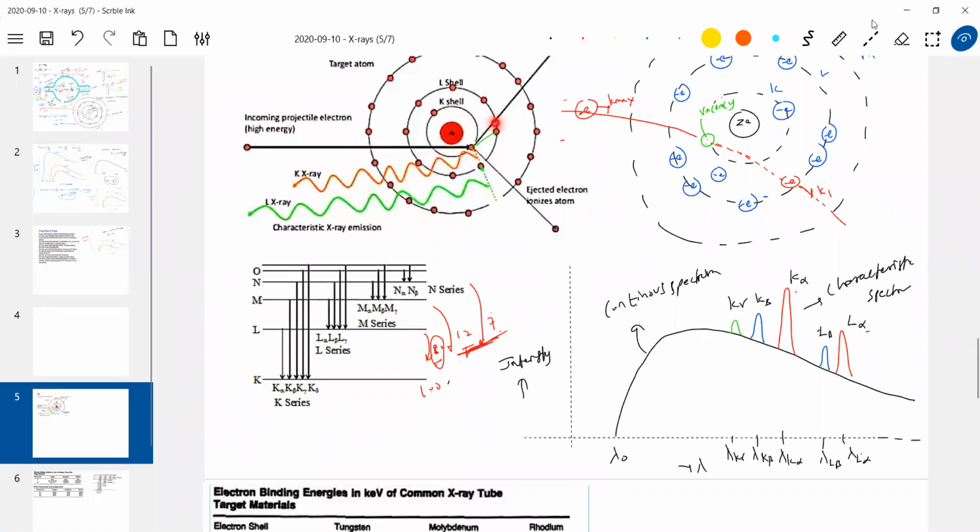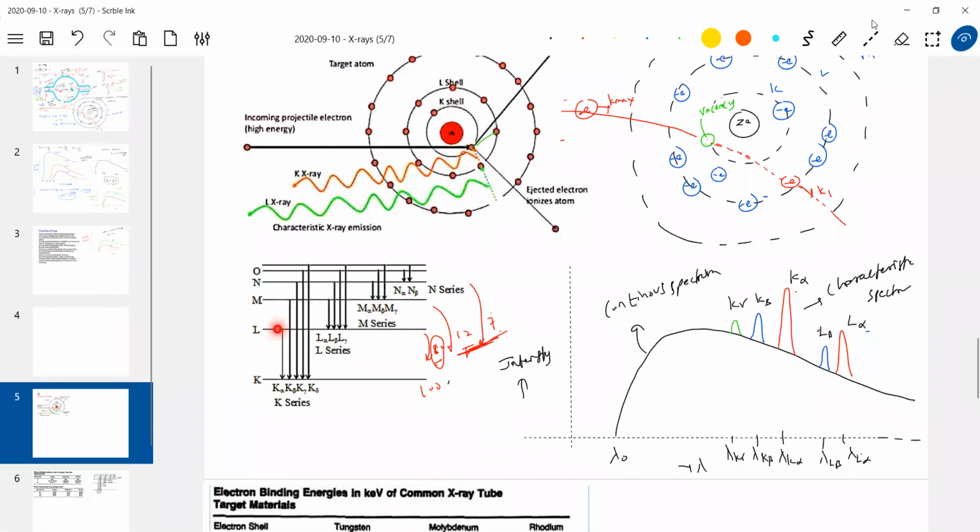Here, 4 a naught. In a circumference of 2 pi times 4 a naught, 8 electrons. In a circumference of 2 pi a naught, 2 electrons. So look at the separation here. Definitely, the probability of this fast-moving electron striking the K shell electron is more than the L shell. Got this? Since vacancy in K shell will be more compared to vacancy in L shell, the intensity will definitely be less. Again, why L alpha, L beta?